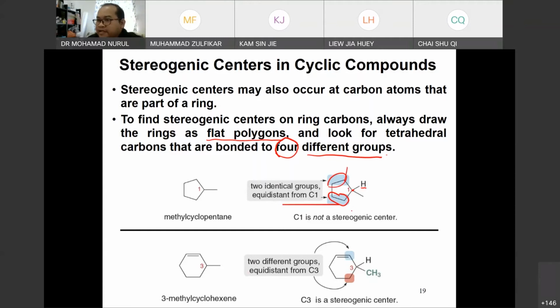The second example, 3-methylcyclohexene. Again, convert the compound to a flat polygon like this. You have to understand that carbon can make a tetrahedral, and after that, put the proton here. In this case, they have three different groups instead of protons. This is the alkene, this is another group, and this is only methyl CH3. This one we call a stereogenic center.